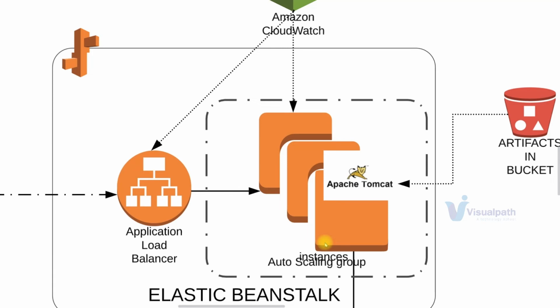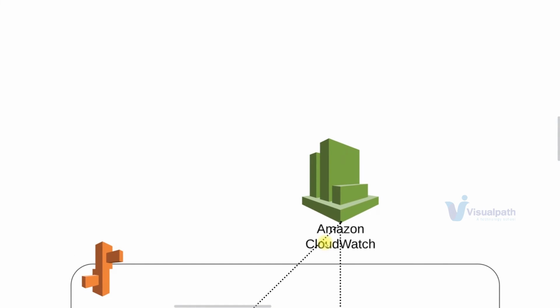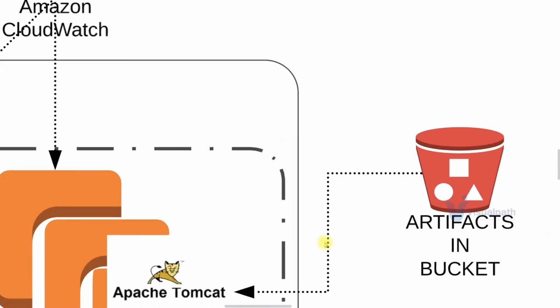Application load balancer will forward the request to our EC2 instance, which is in an auto scaling group. Here, our Tomcat application service will be running, and all this will be part of Elastic Beanstalk. There will be also Amazon CloudWatch alarms that will be monitoring auto scaling group and will scale out and scale in based on the requirement.